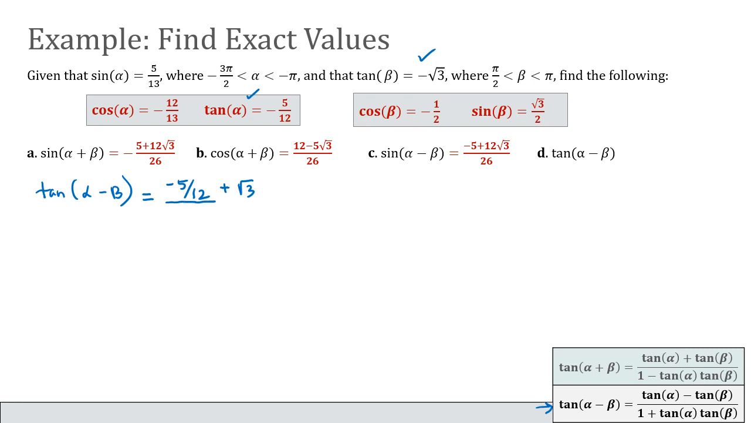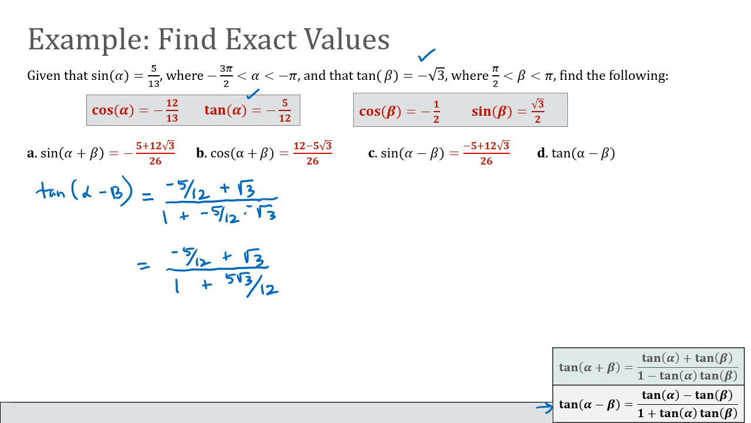root of 3, the whole thing over 1 plus the tangent of alpha, which we said was negative 5 over 12, times the tangent of beta, which is negative square root of 3. So negative square root of 3. All right, let me simplify that just a little bit, and I will call this negative 5 over 12 plus the square root of 3 all over 1 plus 5 times the square root of 3 over 12. Now, that's basically what it is, but we now want to make it look a little bit better.